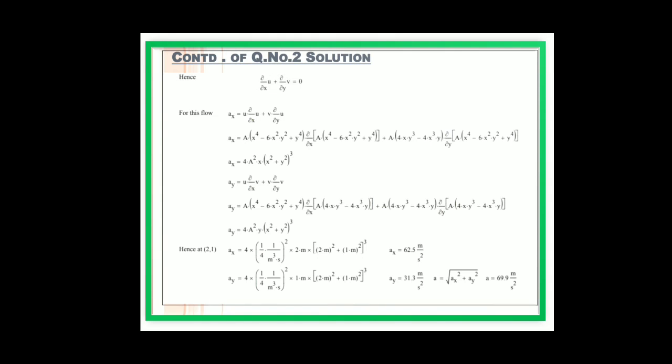Then we know the resultant formula: a = root over ax square plus ay square. Then we find a = 69.9 meter per second square, which is the required acceleration.